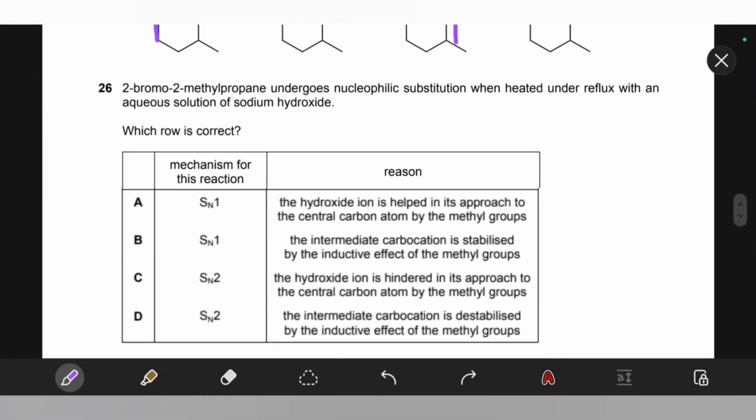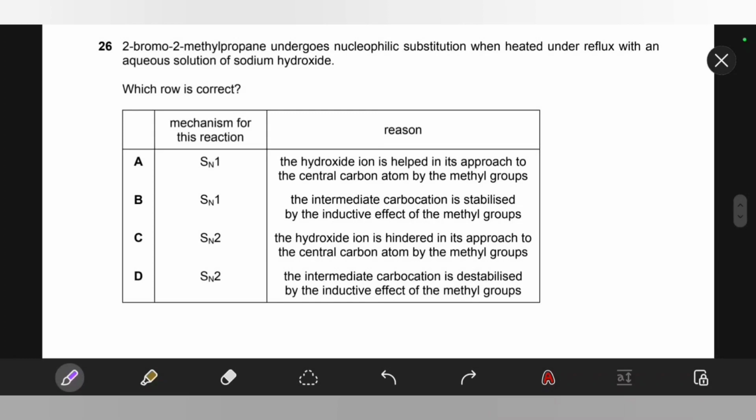Okay, moving on. 2-bromo-2-methylpropane undergoes nucleophilic substitution when heated under reflux with an aqueous solution of sodium hydroxide. Which row is correct for the mechanism for this reaction? So the mechanism would be SN1, because this is a primary haloalkane, right? Not primary, sorry, tertiary.